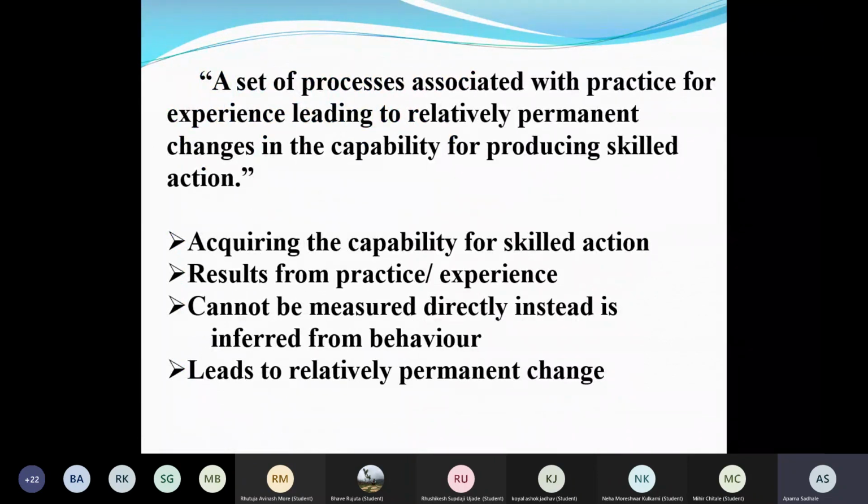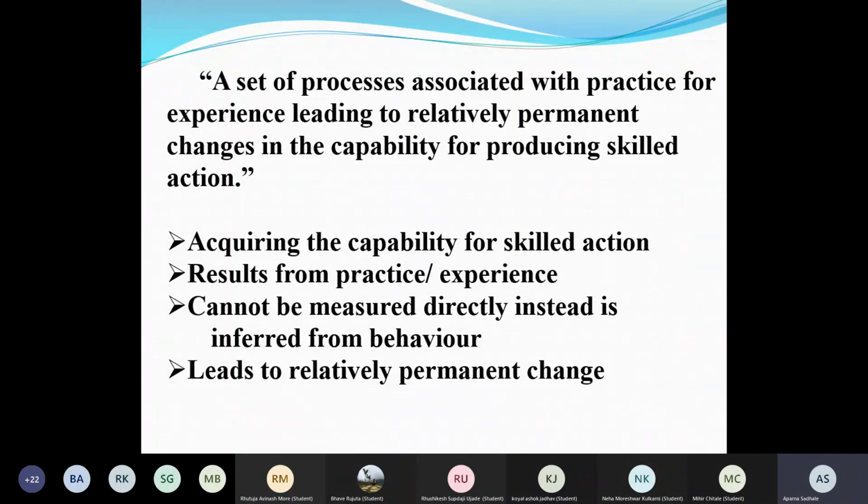So what is the definition of learning? Let's read it out. It is a set of processes associated with practice or experience. All this is important. I have written the 4 subparts after we have finished the definition, but let me read it first. Set of processes associated with practice. Now why are we saying practice? Because this is motor learning. Motor learning is movement, correct? And therefore we need to have practice. So it is associated with practice or experience, leading to relatively permanent changes in the capability for producing skilled action.